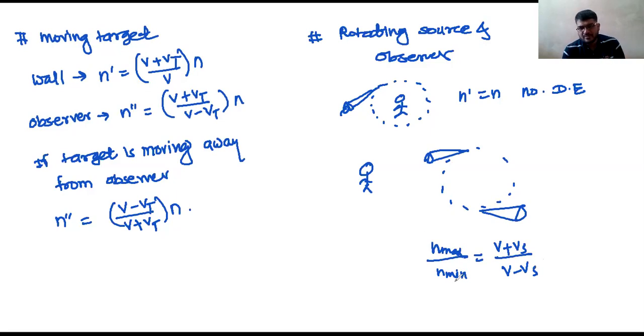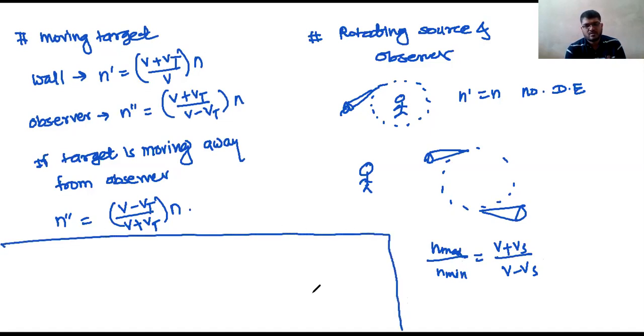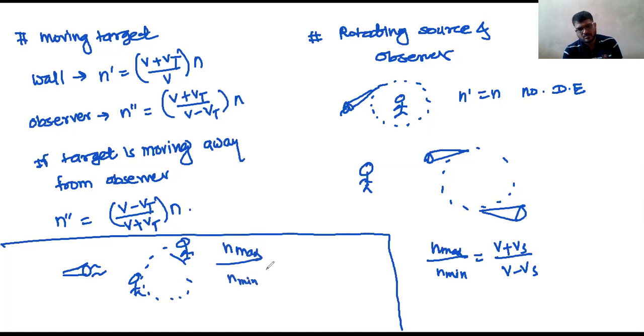Next, when observer is rotating, I am making in this box third case, write down. Now source is here and observer is rotating. Then N max by N minimum is V plus V naught by V minus V naught. Okay, so you can note down this when observer is rotating. Pause the video and note down.